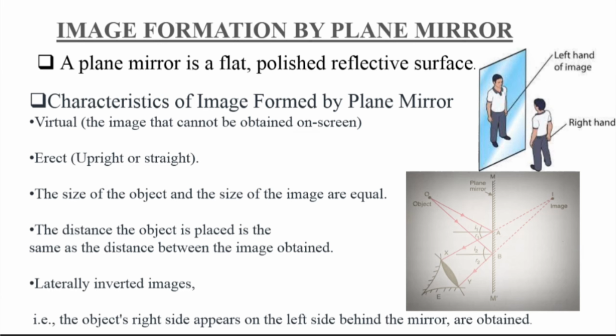So we can tell plane mirrors create virtual, upright, same size images that are laterally inverted. That's why your mirror image looks like a flipped version of yourself.